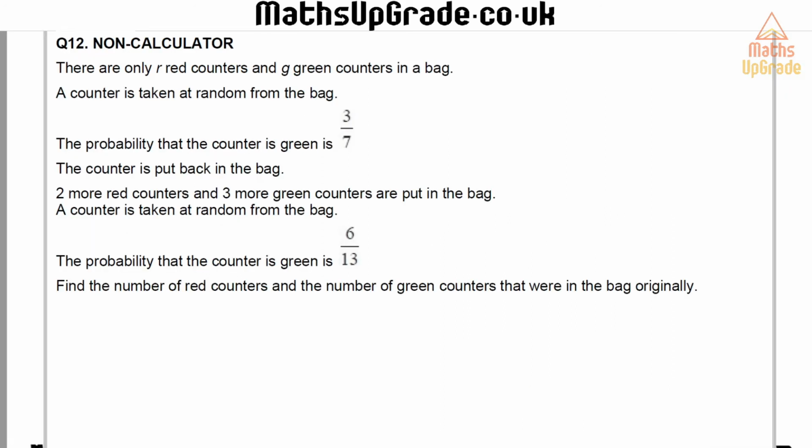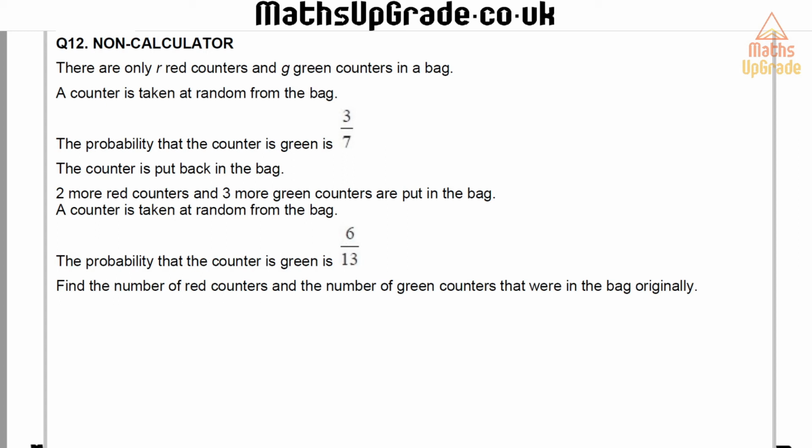Question 12 is worth 5 marks. It's a very difficult question. It's probably the hardest question in this booklet. It involves probability as well as simultaneous equations. So if you're not sure on probability, specifically tree diagrams, then be sure to check out the video on that topic before you attempt this question.